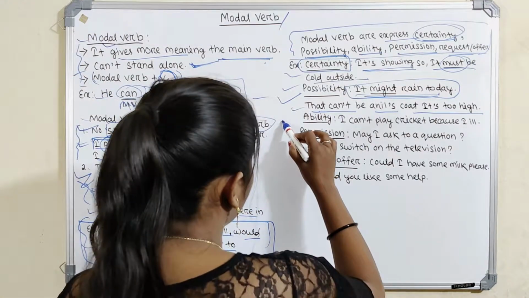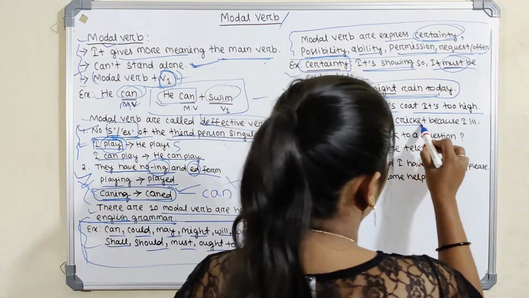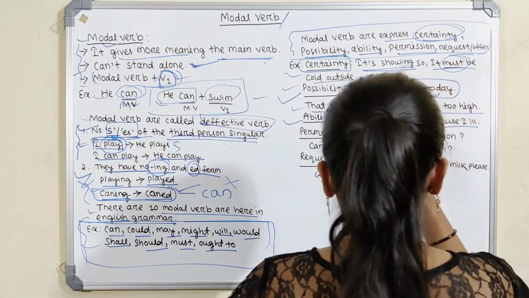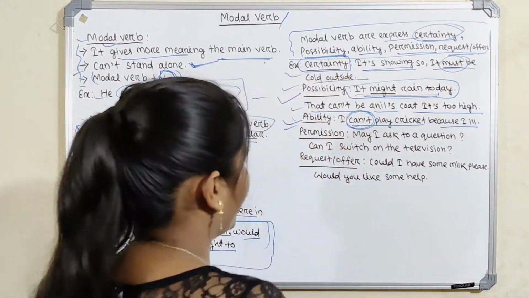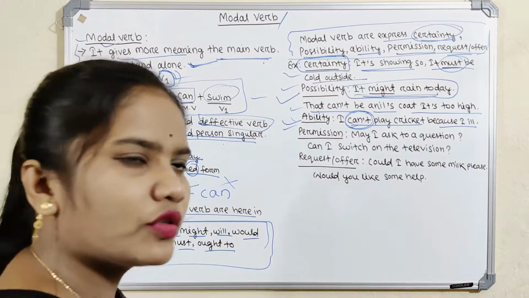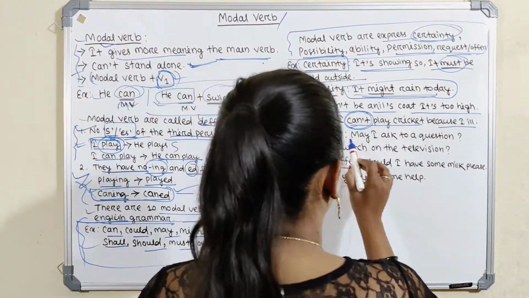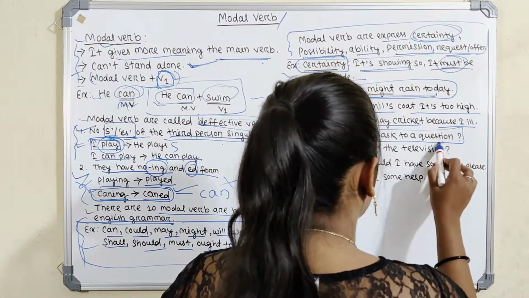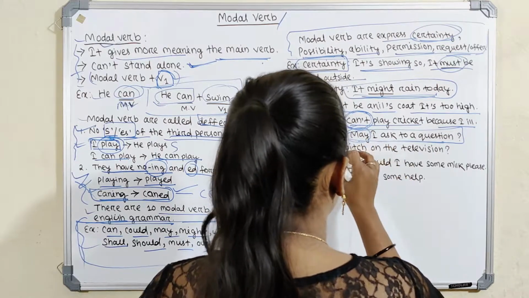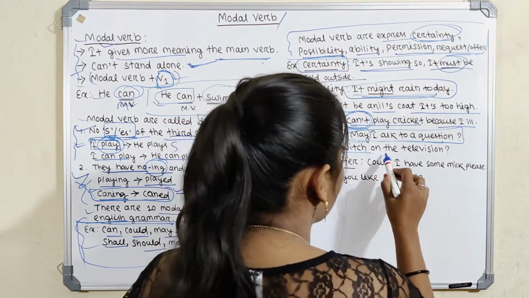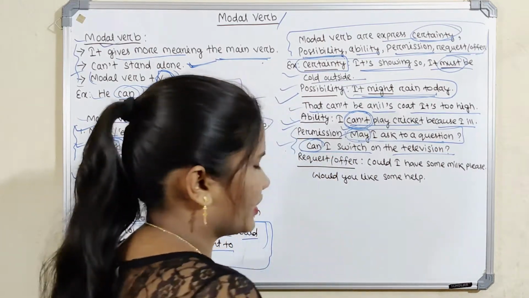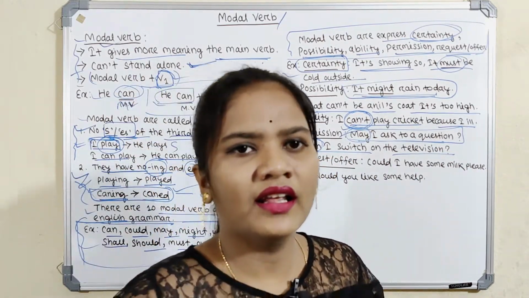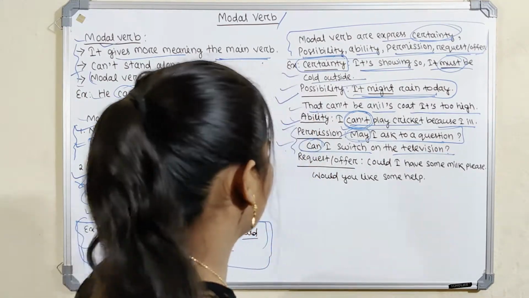Now we will discuss ability. I cannot play cricket because I am ill. Here it shows ability, so can is used. In case of permission, a modal verb is also used. Let's take an example: May I ask a question? May is the modal verb. Can I switch on the television? Can is the modal verb. If we want to take permission, a modal verb is used.